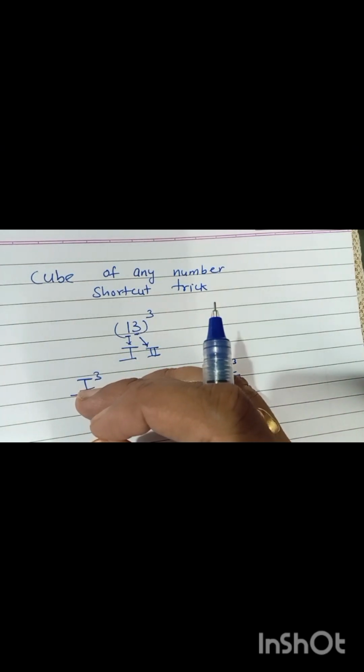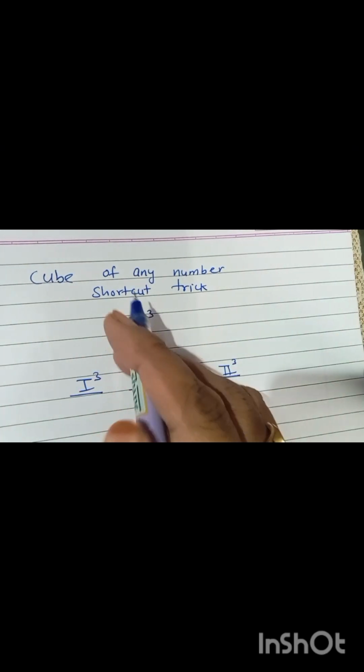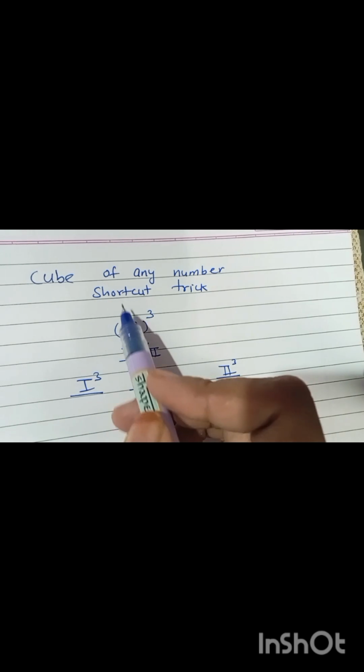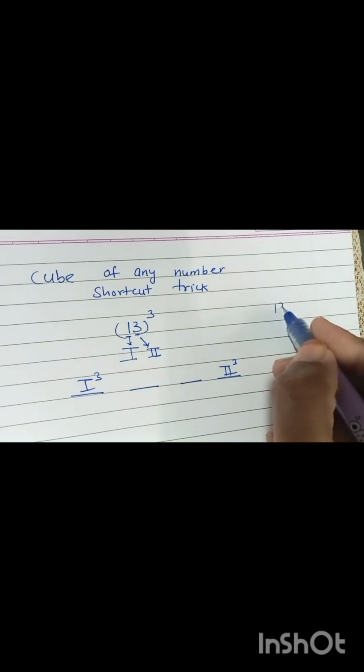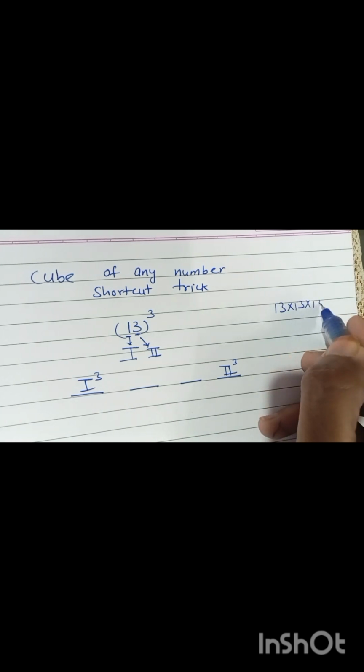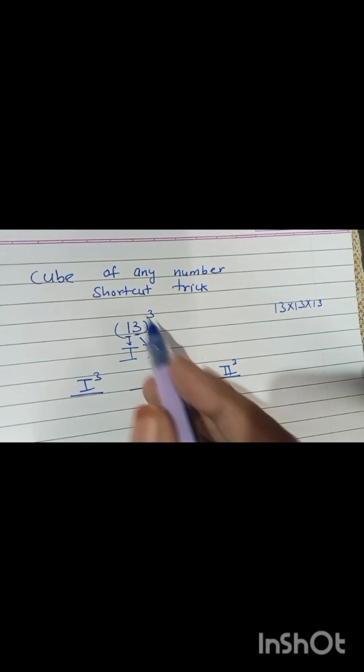Hello everyone. Today we will see how to calculate the cube of any number using a shortcut trick. Suppose we want to calculate the cube of 13. Using the traditional method, you would multiply 13 three times, but it will take time. So we are calculating the cube of 13 using a shortcut trick.